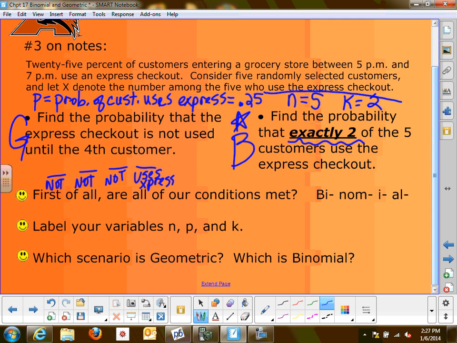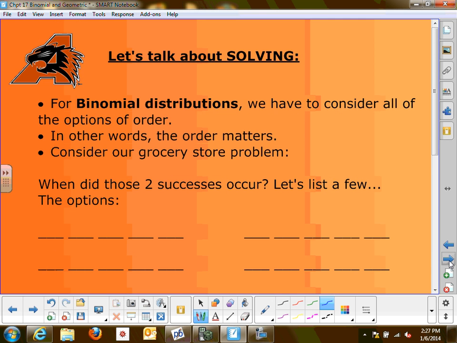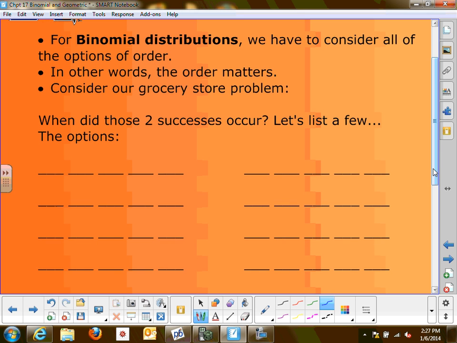Okay. So let's actually talk about how to do that problem. So you have this in your notes. This is the next thing you have down there under number 3. It says, for the binomial distributions, we have to consider that there are all the combinations. There are options. Now this says, in other words, the order matters. I actually want to change this. Instead of saying the order matters, I want to say the order is unknown. Okay? So you have to account for any combination. We have to count how many those things are.